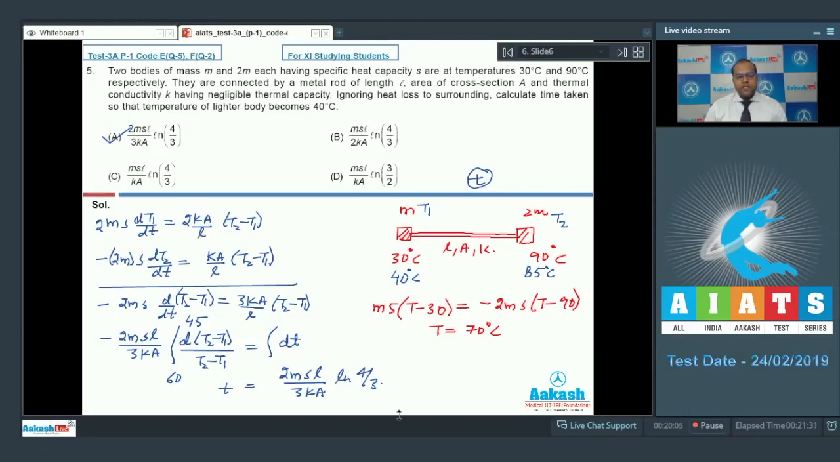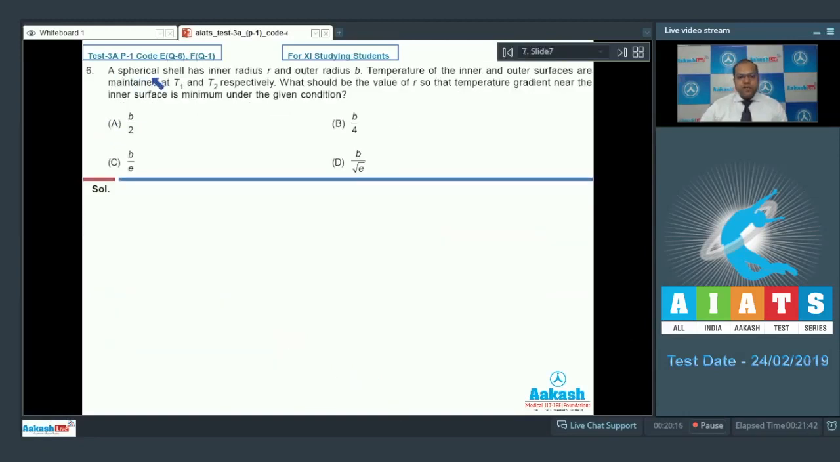Let's move to question number 6. In question number 6, a spherical shell has inner radius r and outer radius b. The temperatures of the inner and outer surfaces are maintained at T1 and T2 respectively. What should be the radius r so that the temperature gradient near the inner surface is minimum under the given conditions? So this is a spherical shell. Its inner radius is given as r and the outer radius is given as b. The temperature of this surface is T1 and the temperature of this surface is T2. The thermal conductivity of this material is, let, K.